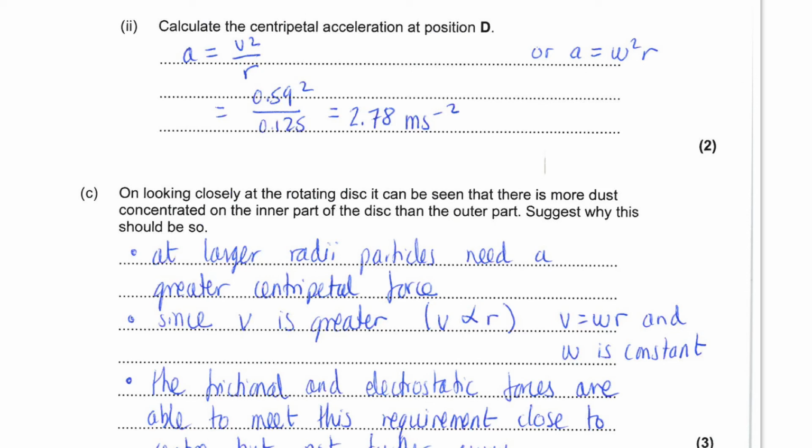The second point is to justify why that is the case. Well, at a larger radius, the linear velocity will be greater and the acceleration will also be greater, therefore a greater force. So the key point is that the linear velocity is proportional to the radius. Finally, why is this relevant? Well, there is a limit to how large the friction and electrostatic forces can be in this context, and if the velocity is too great, the required centripetal force will be greater than what can be provided by friction and electrostatic forces. So those are your three marking points to match this question.